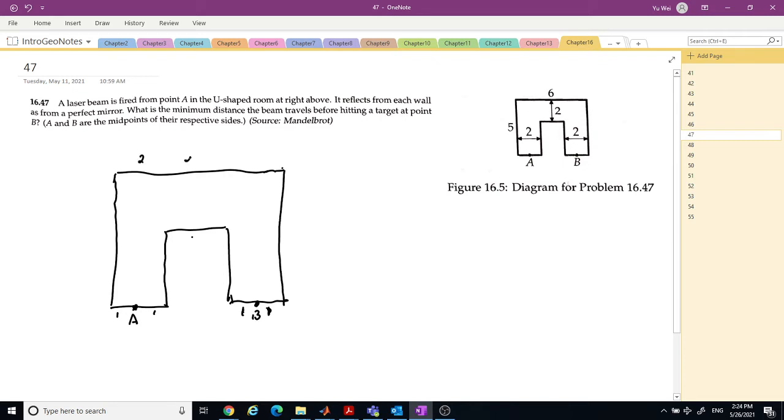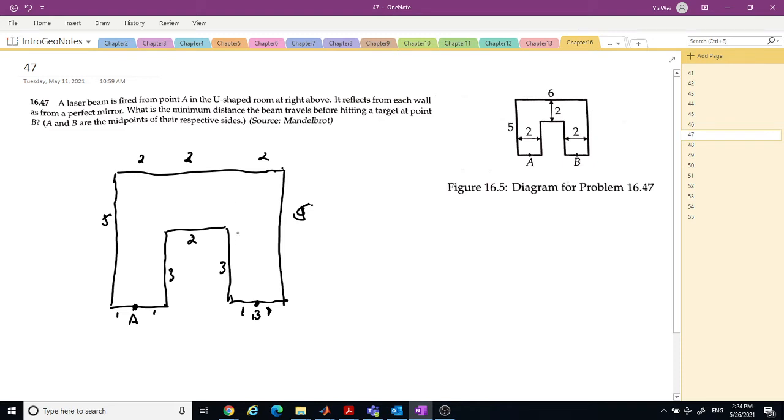So this is the 2, and this is the 5, this is the 2, so this is the 3 and 3, this is 5 and 5. Okay, it mentioned there is a beam from A, and it goes to this mirror of the U shape, and finally reaches B, right?